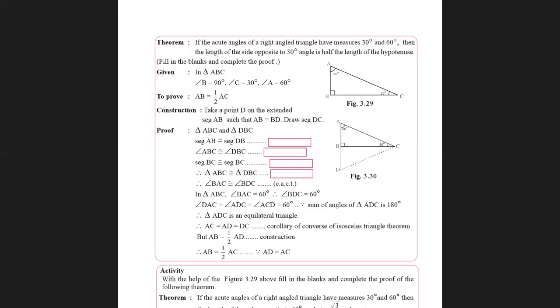But AB is equal to half of AD by construction. We extended the point from B to D in such a way that AB equals BD. So AB is equal to half of AD. Now instead of AD, we are going to replace it with AC because all three sides are congruent. So I get AB is equal to half of AC. That's how we prove this theorem. Okay, children, I hope it is clear.